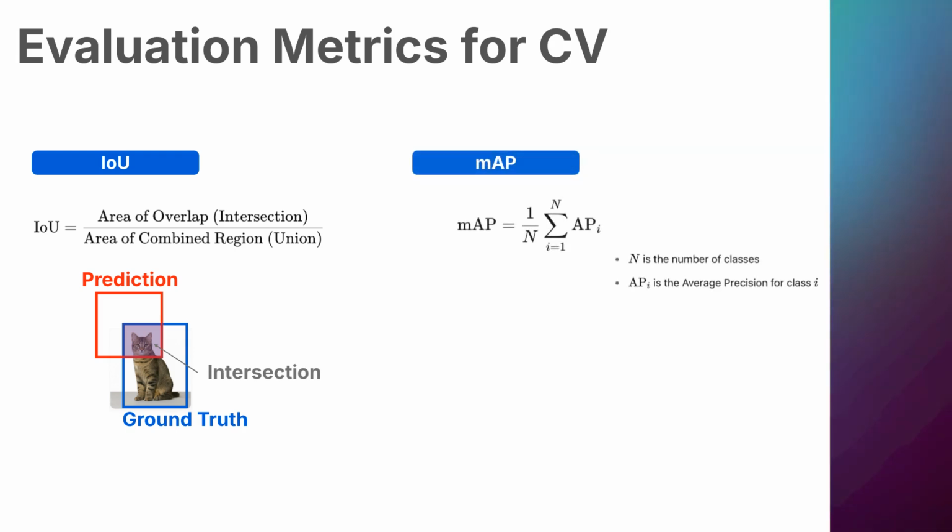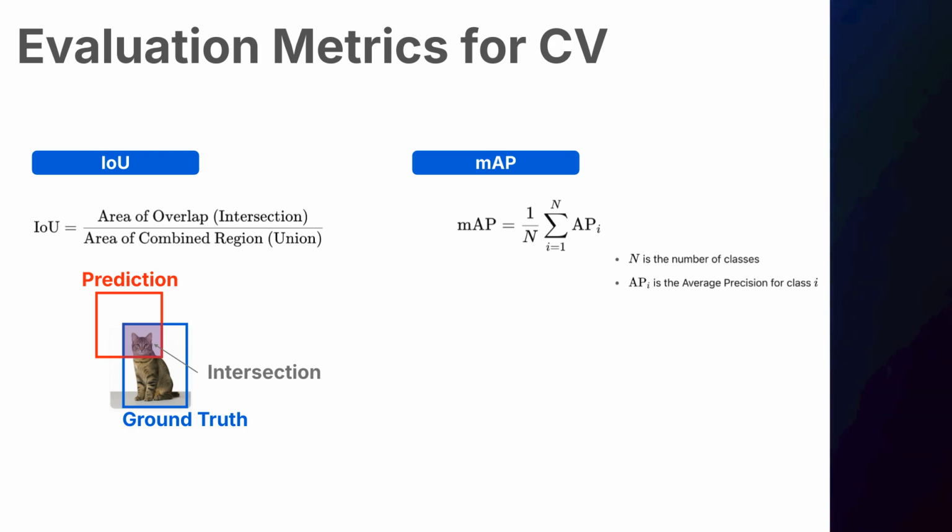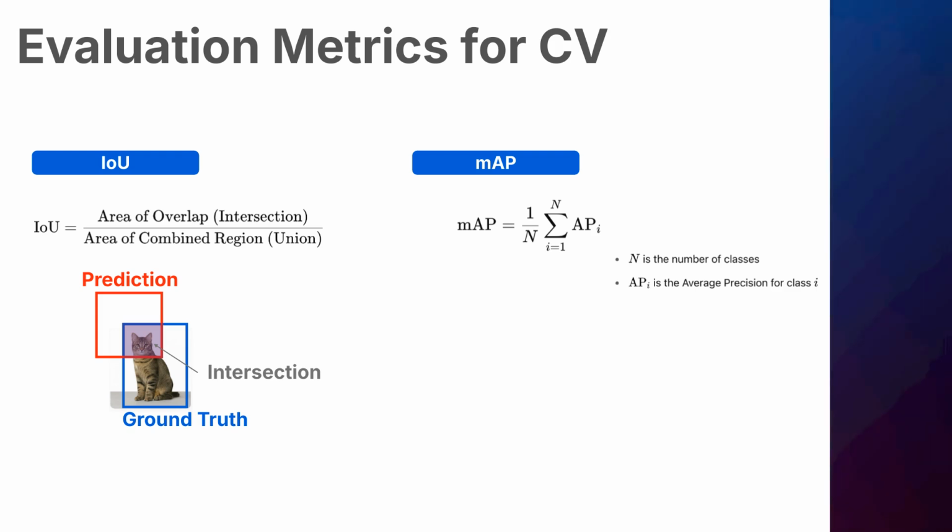Next, mean average precision. It is a common metric used to evaluate how well an object detection model performs. It tells us how accurately the model detects objects and how well it avoids false detections. To calculate mean average precision, we first calculate something called average precision for each object class, like cat, dog, or car. Average precision measures how well the model performs across different levels of recall and precision.